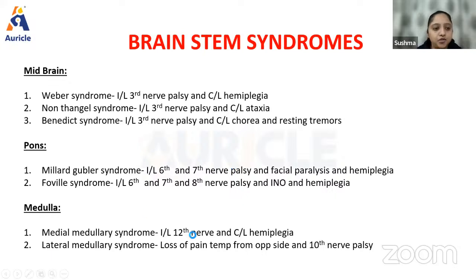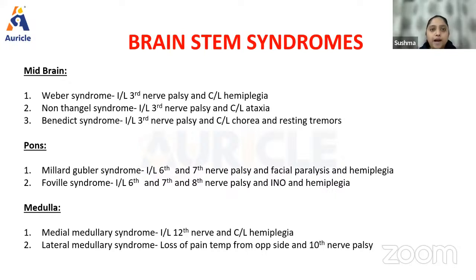Look at the Millard-Gubler syndrome. 6-7 palsy, facial paralysis and hemiplegia. Foville syndrome, 6-7-8 plus INO and hemiplegia. Lateral gaze palsy is seen in Foville syndrome. Look at medulla. Medial medullary syndrome, which we described in our previous question, ipsilateral 12th nerve plus contralateral hemiplegia. Lateral medullary syndrome, loss of pain and temperature from the opposite side, 10th nerve palsy. And in lateral medullary syndrome, you also have involvement of the sympathetic chain resulting in Horner syndrome.